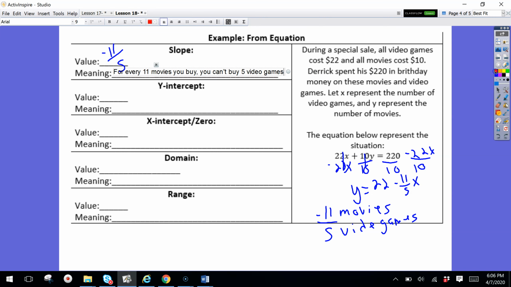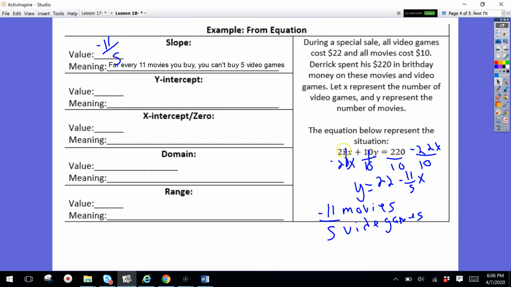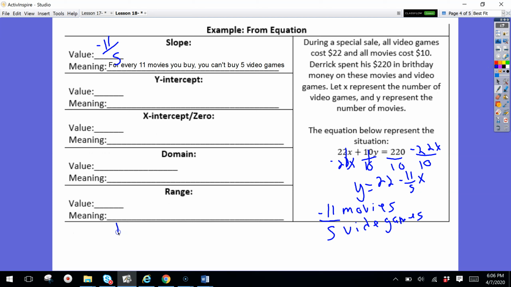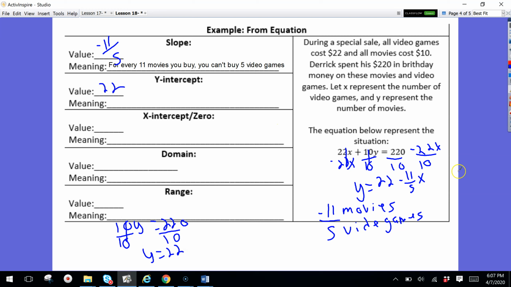Okay, now let's go ahead and find the y-intercept. My y-intercept here is the value of y when I plug in a 0 for x. So if I plug in a 0 for x, that means the 22x is going to be gone. It would be 10y equals 220. If we divide both sides by 10, we'll have that y is equal to 22. So my y-intercept is 22. And we also got this from this equation right here when we solve for y.